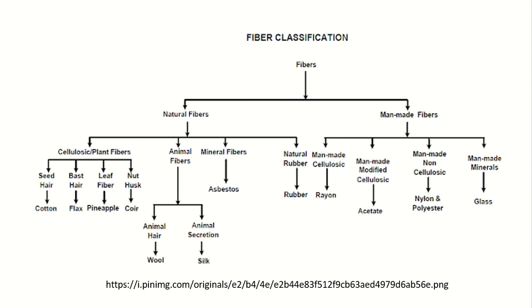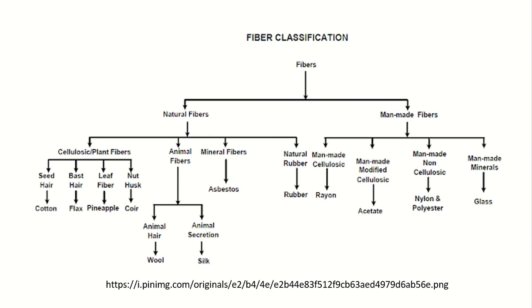Fiber classification. They are divided into two, natural or man-made, based on their origin. Natural ones are further divided into cellulosic or plant fibers, animal fiber, mineral fiber, and natural rubber. Cellulose or plant fiber can be seed hair, example cotton, bast hair, example flax, leaf fiber, example pineapple, nut husk, example coir. Animal fiber can be animal hair or animal secretion.